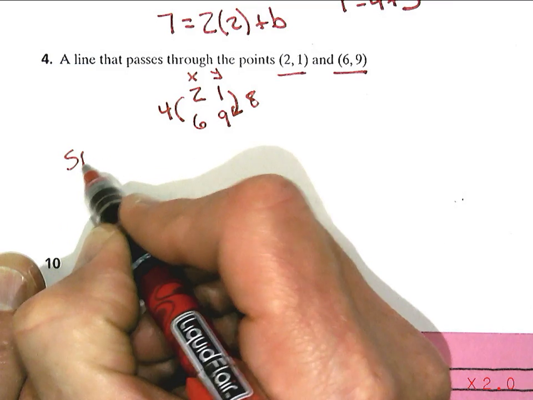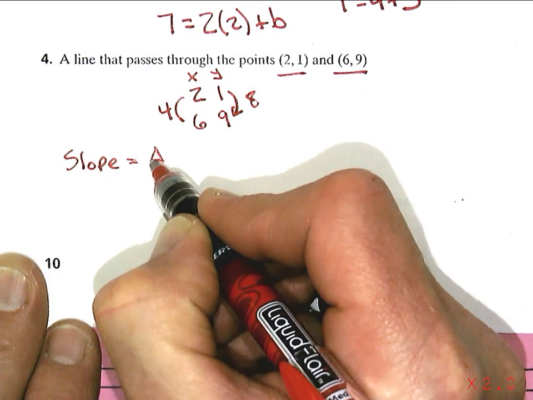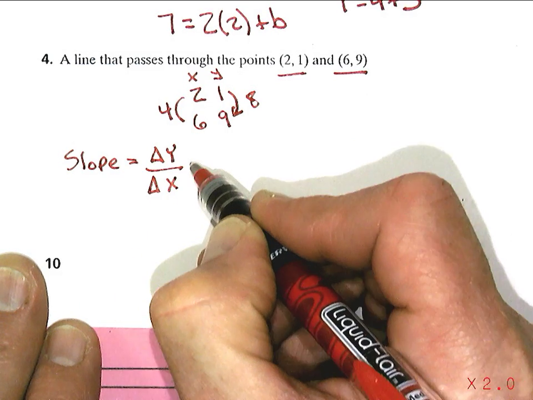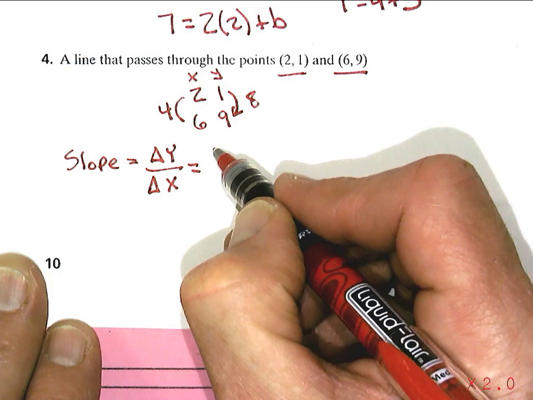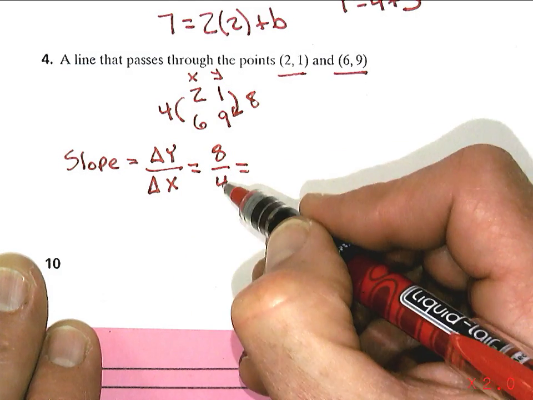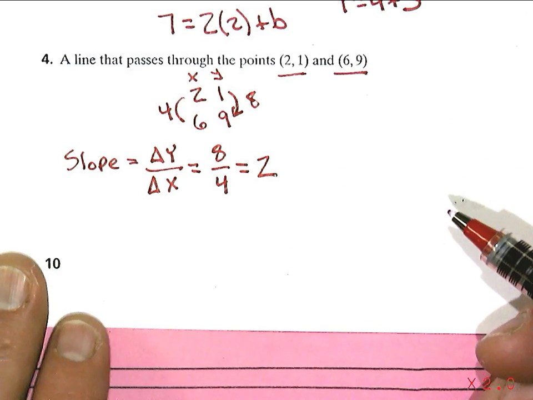And so if the change in y is 8 and the change in x is 4, and I think of slope as always the change in y over the change in x. In this case, the change in y is 8 and the change in x is 4, and you always reduce the fraction if you can. 8 divided by 4 is 2. And so there's my slope.